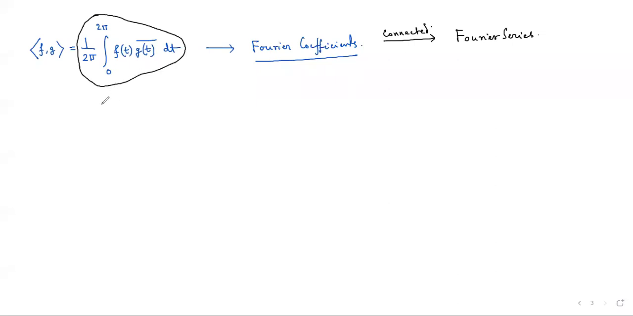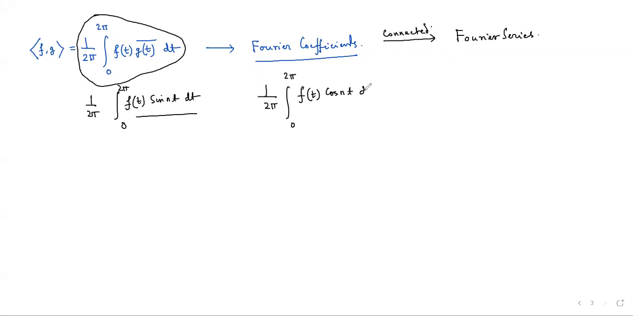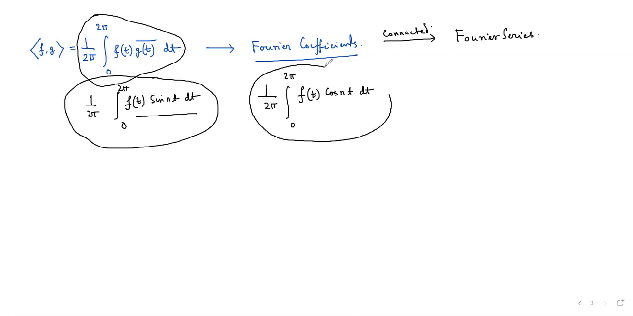So actually in Fourier series, in place of g(t) bar, we can consider two different things. Either you can consider the integration 1 by 2 pi, 0 to 2 pi, f(t) sin nt dt. That is one type of Fourier coefficients that you can calculate. Another type of Fourier coefficients is the following: 1 by 2 pi, integration 0 to 2 pi, f(t) cos nt dt. These two types of Fourier coefficients you can calculate by considering the different forms of g(t) bar.